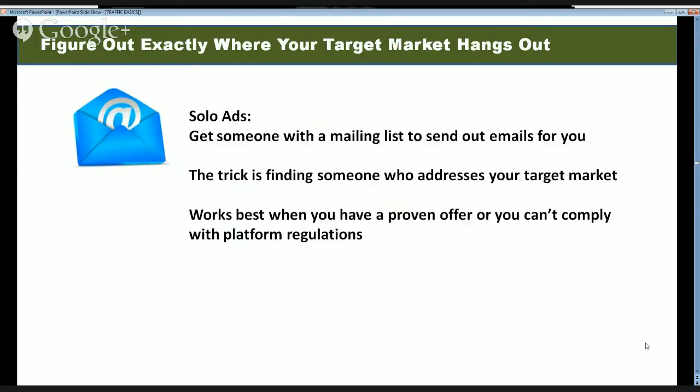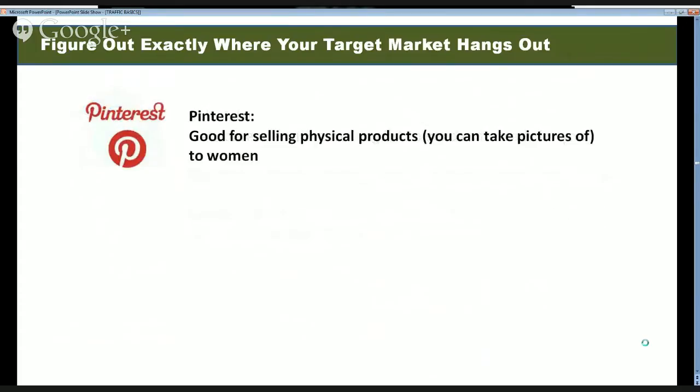Okay, so this works best when you have a proven offer, or you can't comply with platform regulations. So for example, if you're going to sell something like weight loss, you can't do that on Facebook. It's prohibited. Dating is another thing that's prohibited on Facebook. So this might be an alternative for you to consider. It's not one that we recommend to start with.